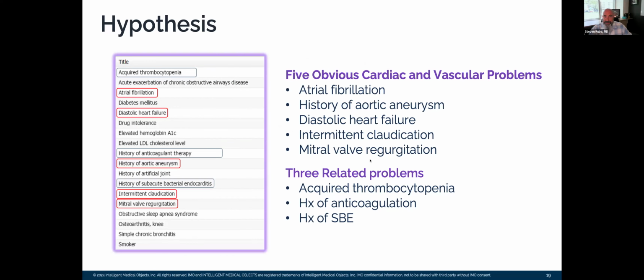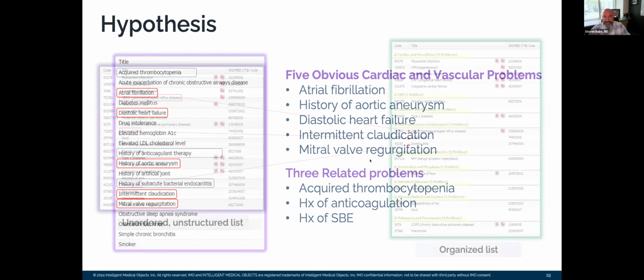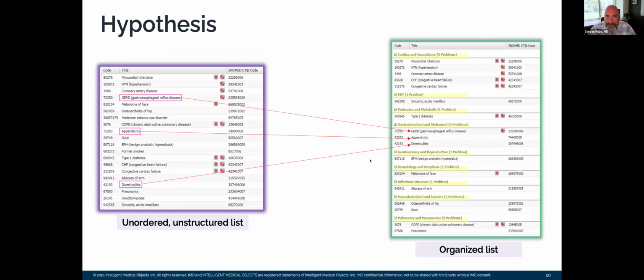Find me the related problems. And you see I've highlighted those in blue. It would take a while, whereas if you looked at it in a list where the display was more intelligent, you would be able to say, find me the 3 gastrointestinal problems. And assuming you could read the names of the categories, you could very easily find the 3 gastrointestinal problems. So that was our theory.